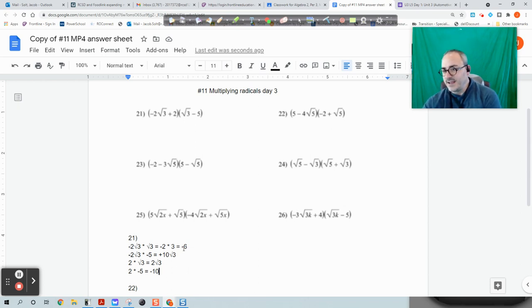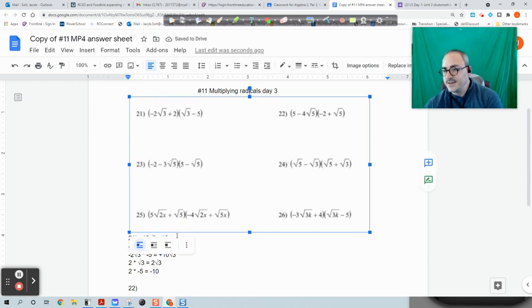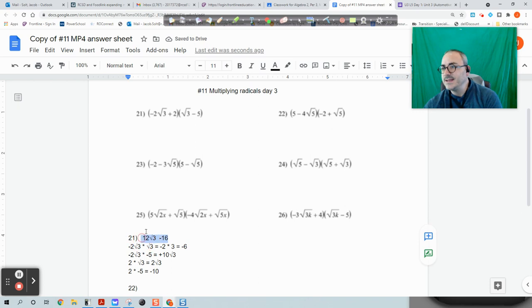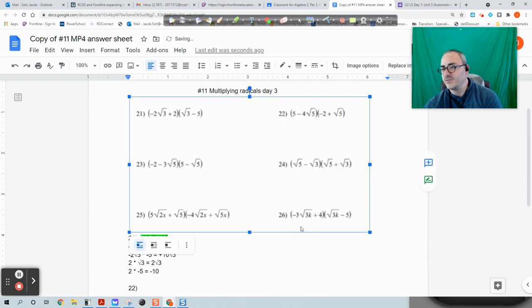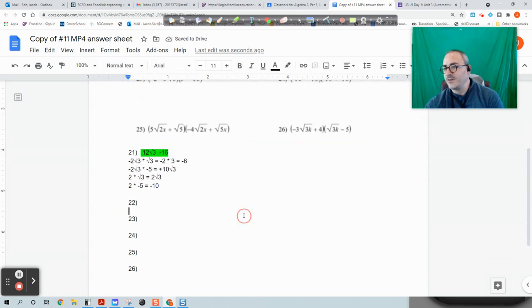I can combine the negative 6 and the negative 10 to be negative 16. And then I can combine the positive 2 and the positive 10, because they're both of the same radicals. I can only do this because they have the same radicals. That's what allows me to be able to do that, to be 12 radical 3. And then I'm done. That's my answer. Where's my highlighter? There we go. Give me a nice green highlight. Make it pop out for whoever looked at that.